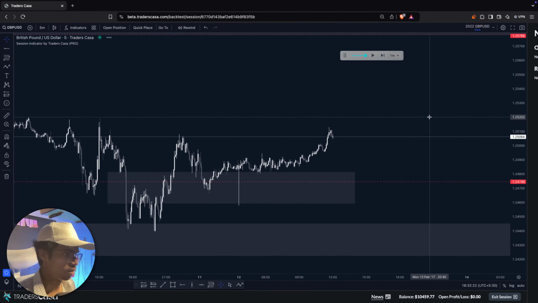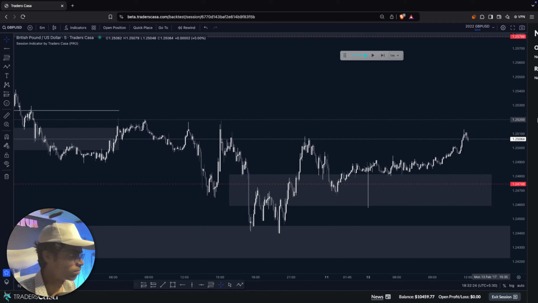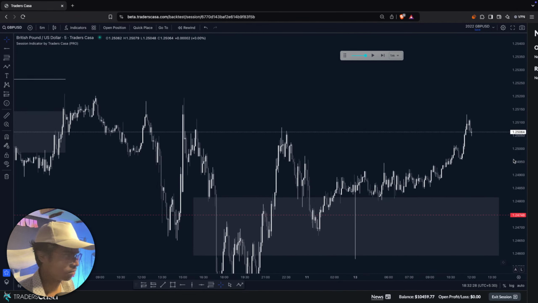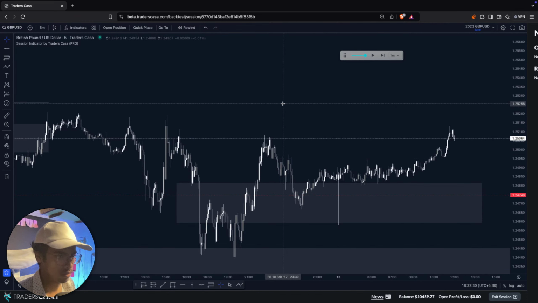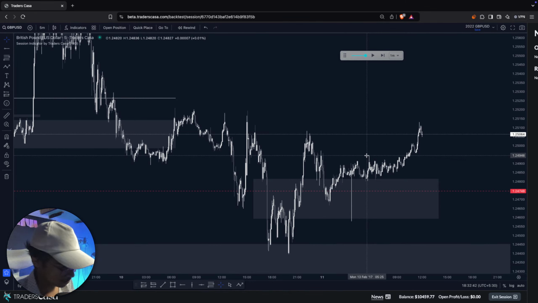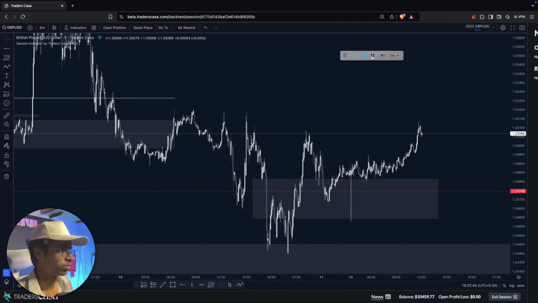Okay, so this is the thing. And see, if the price wants to go downwards on Monday, it will go upwards. If the price wants to go upward, the Monday will be downwards. Okay, let's see what it's trying to do.